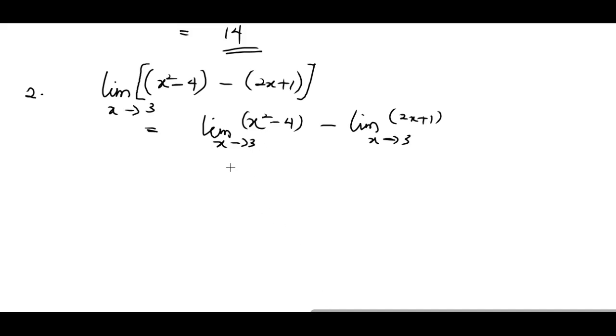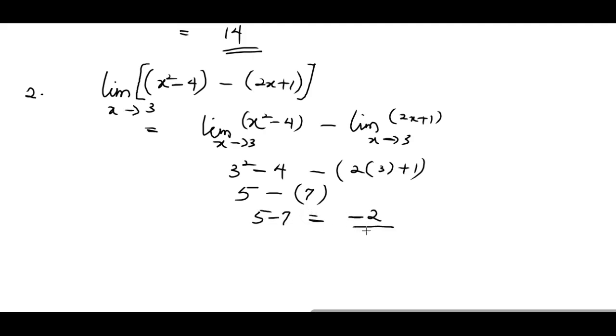So wherever you see x, you put 3. So this becomes 3 squared minus 4 minus, put 3 for x. Anywhere you see x here, you put 3. 2 into 3 plus 1. 3 squared is 9. 9 minus 4 is 5. Minus 2 multiplied by 3, 6. 6 plus 1 is 7. So this is 5 minus 7. You have negative 2. So the limit of this function is negative 2. This is what we call the difference law.